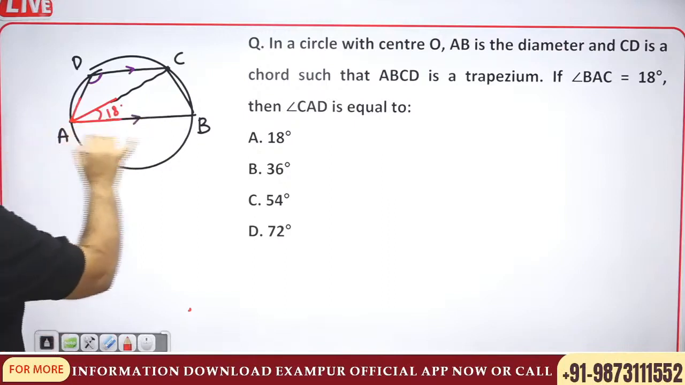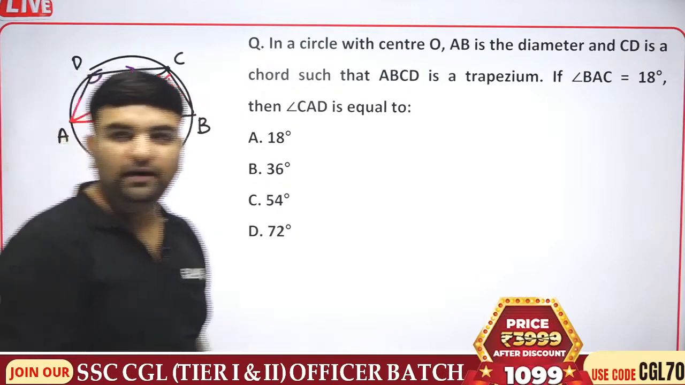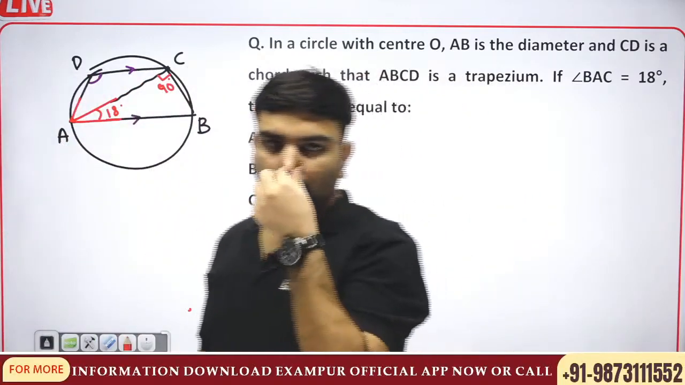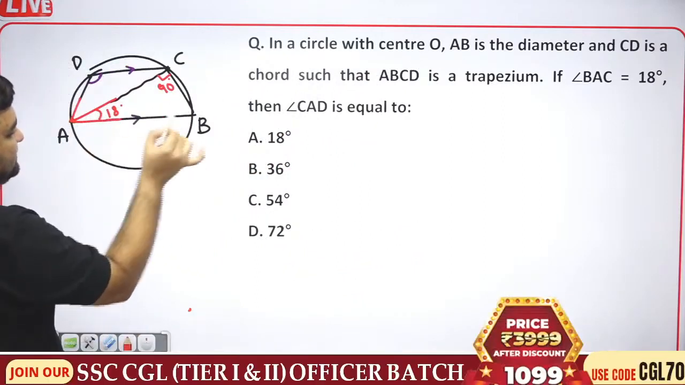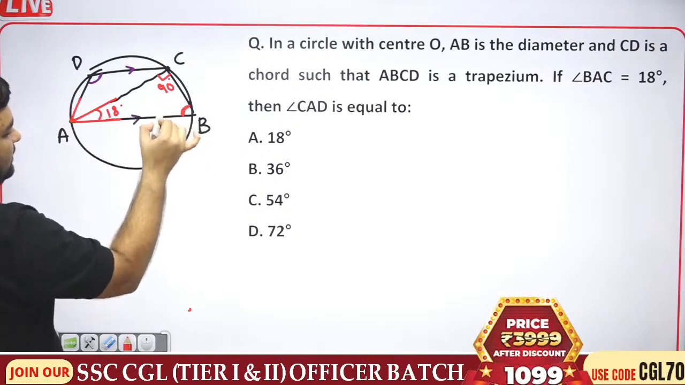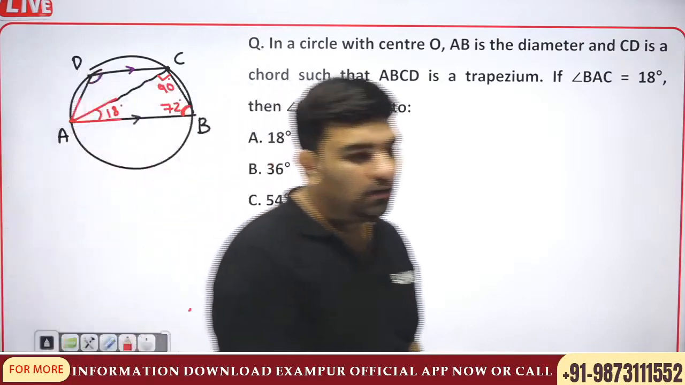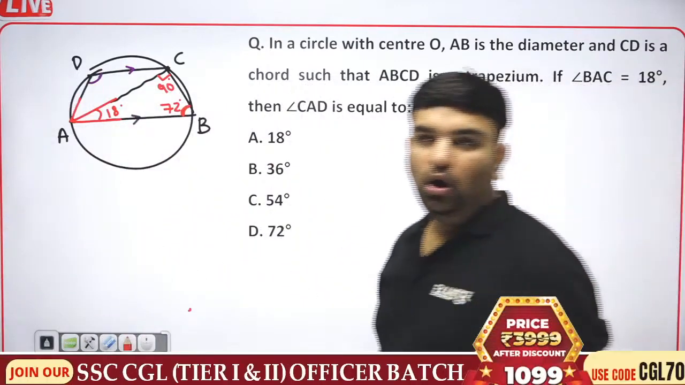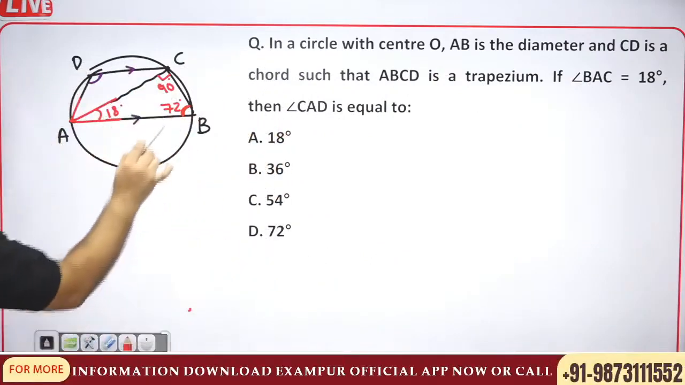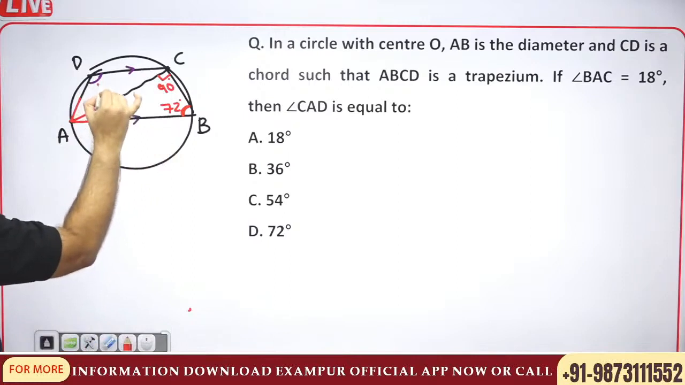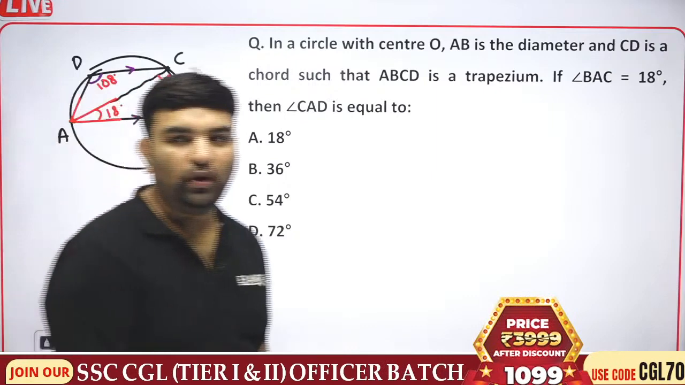Great. Diameter subtends 90 degrees at the circumference. So if this is 90, this should also be 90. If this is 18, the remaining one is 72 to make it 90. Along with a trapezium, it's a cyclic quadrilateral as well. So if this is 72, the remaining is 108 to make it 180.